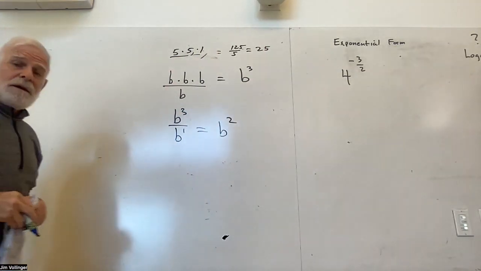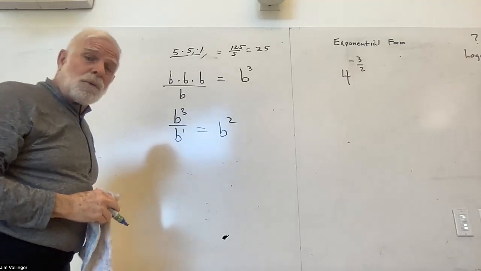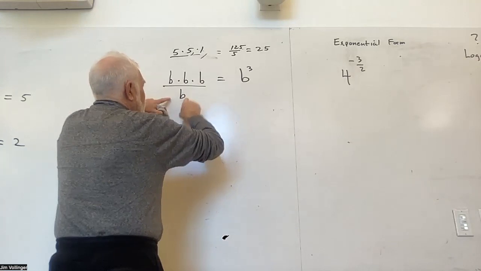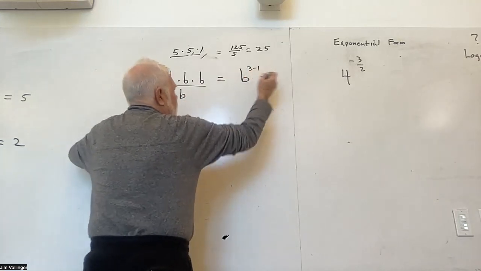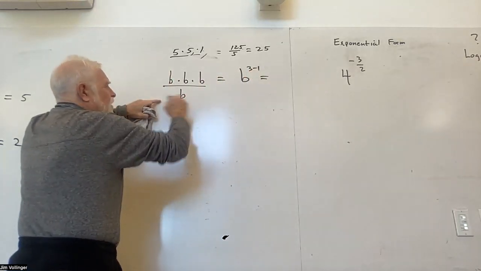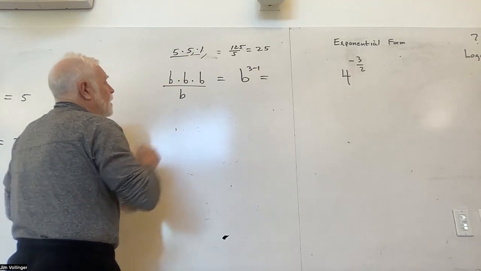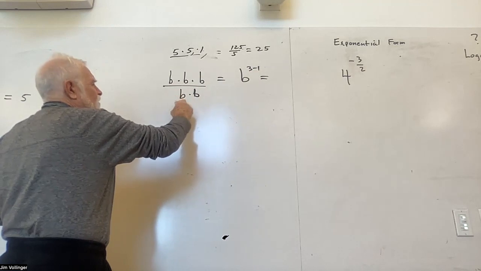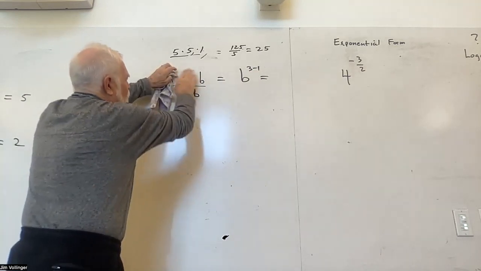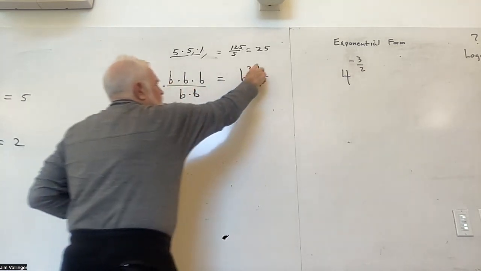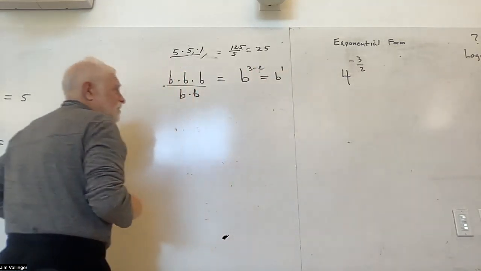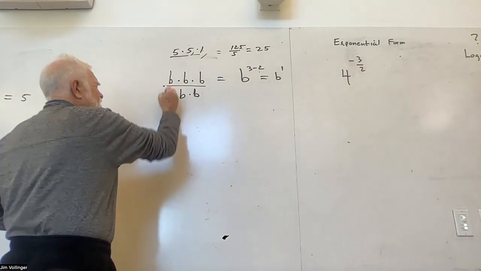Okay. If this is an algebra 2 class, you already should know this. We subtract, yes? 3 minus 1. Really the difference of the number of factors in the numerator, the number of factors in the denominator. And what if we did b times b times b over b times b? Well, I think we can see the number 1 here times b, which means we really have 3 minus 2, which is b to the 1, which is b.